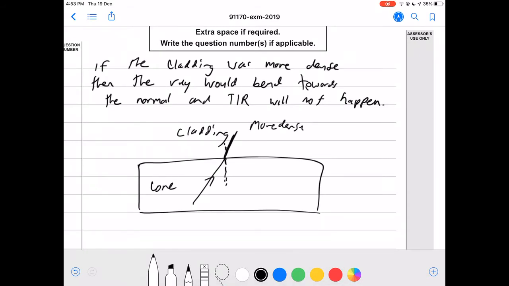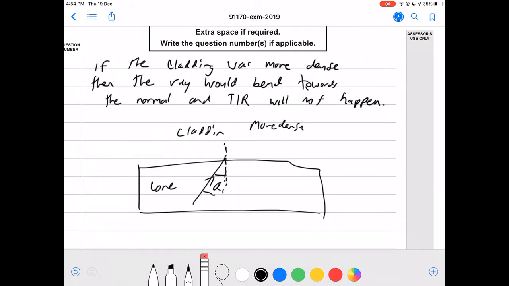So as this angle gets closer and closer to the normal, this angle of refraction will also get smaller and smaller. So basically, what I'm trying to say is that there's no way for the ray to actually reflect back into the core, because as the angle of incidence here decreases, it's going to bend closer and closer to the normal, and hence there won't be any total internal reflection.